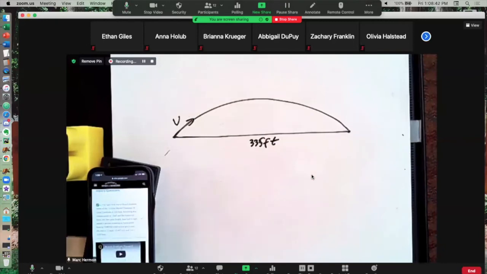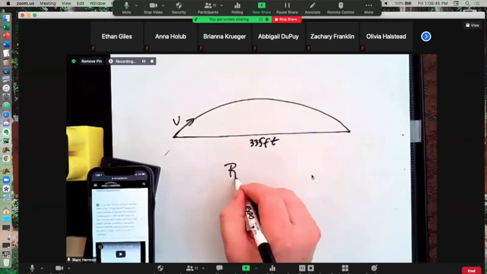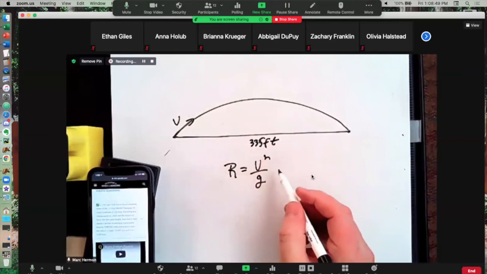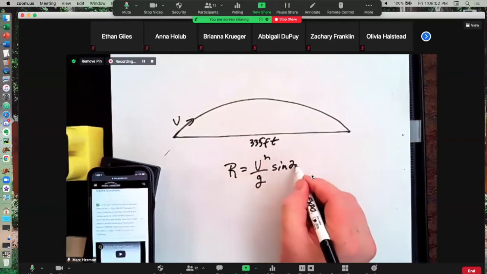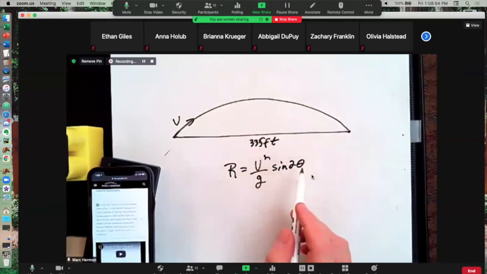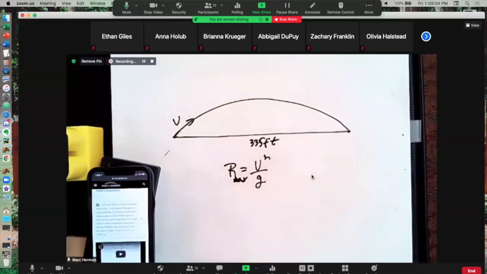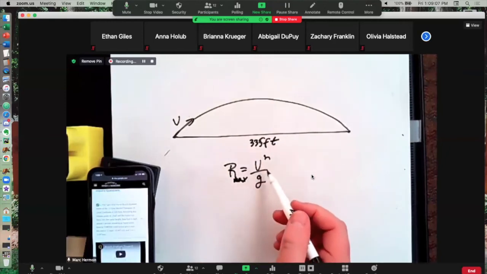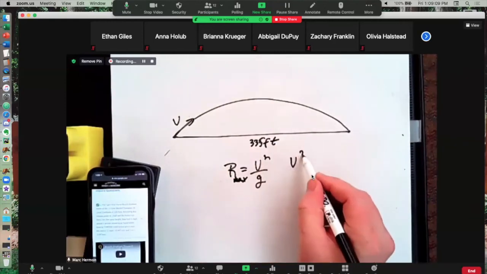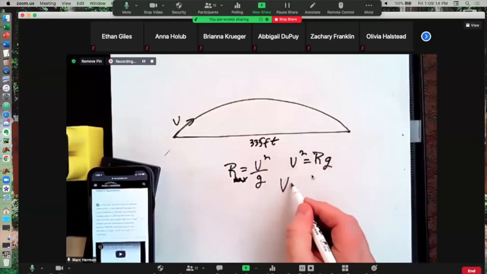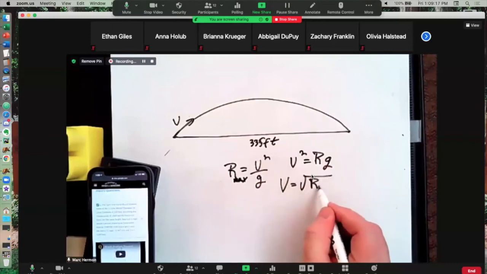Right. Okay? So I know that the range is v squared over g, times the sine of 2 theta. And if I put in 45 degrees times 2, that's 90. Sine of 90 is 1. This is the maximum range that I can throw at a given velocity, right? So v squared equals the range times gravity, and the velocity I would need to throw it at would be the square root of the range times gravity.